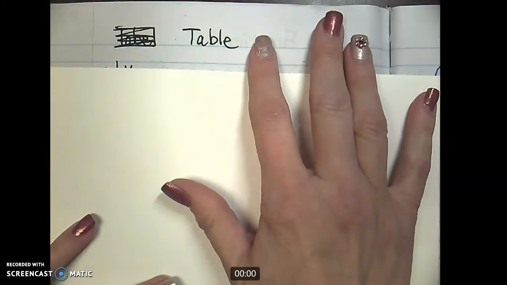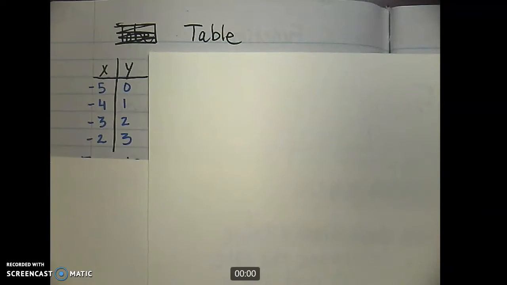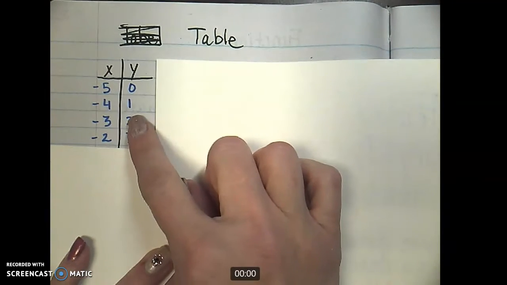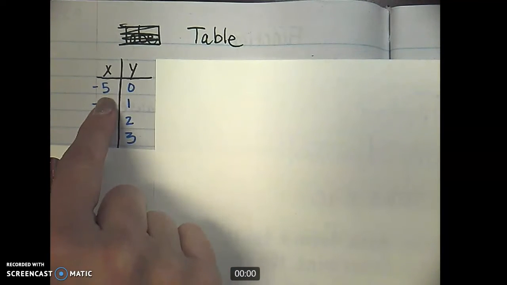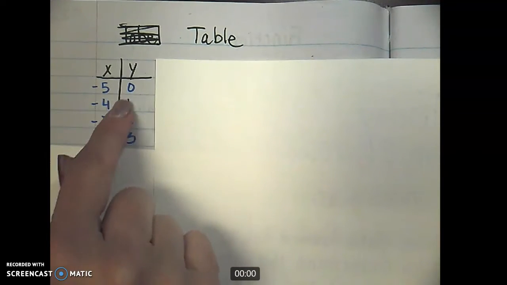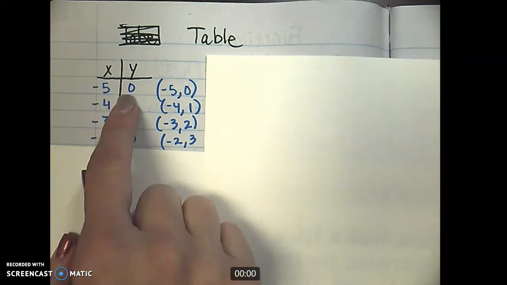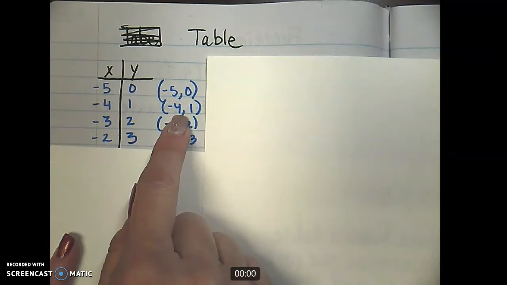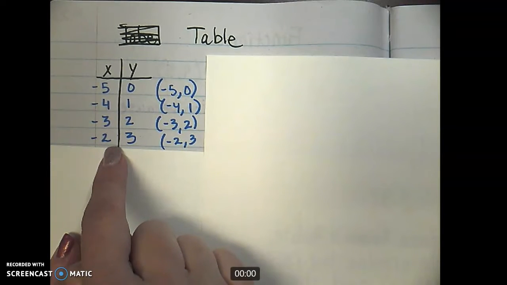So the next way that you would see a mapping would be in a table form. Okay. So here are some ordered pairs. We've got X values and Y values. You guys should already know these do represent ordered pairs. So this would be -5, 0, -4, 1, -3, 2, and -2, 3.